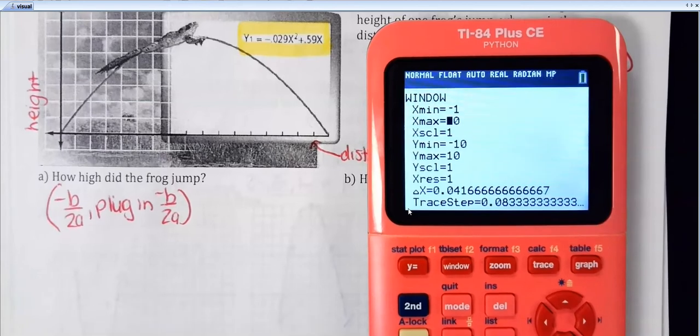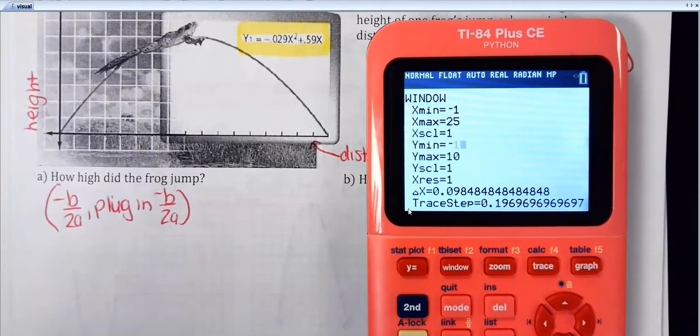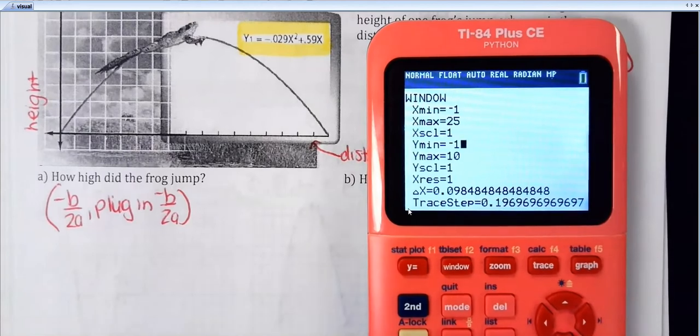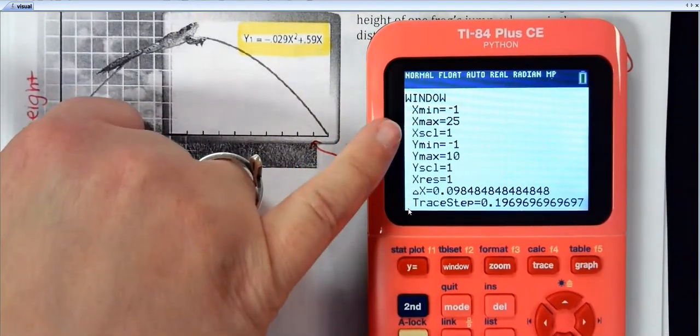So let me make it, I don't know, maybe I'm just going to pick a number. We can always go back and change it. I'm going to try 25. And then, again, I don't need negative y values here. We're not going to have a negative height. So I am going to put this at negative 1 for the minimum. That way I can see the x and y axis. Then I'll just leave the height alone and see if that looks good. So just change the x min to negative 1, the max to 25.